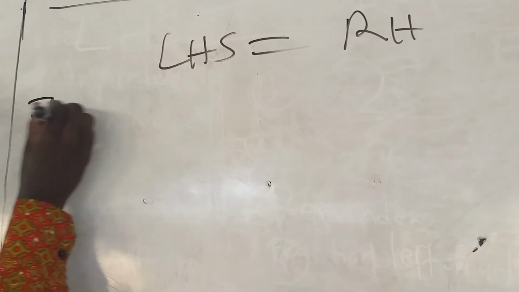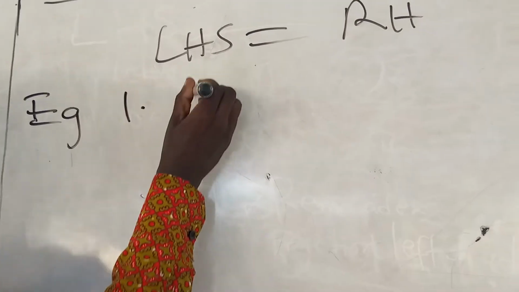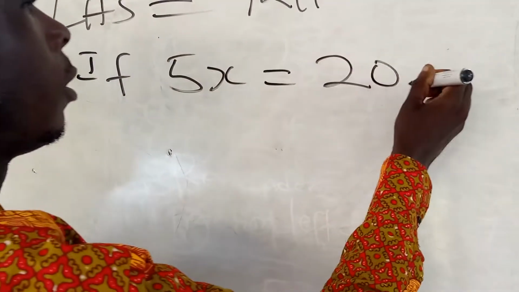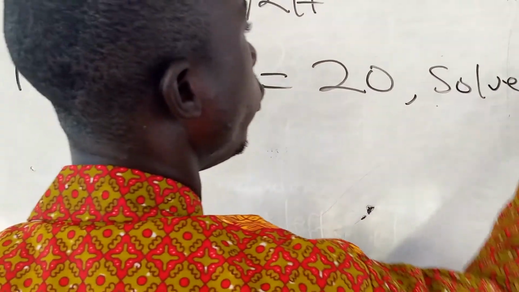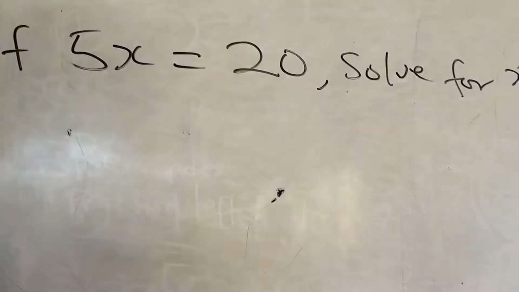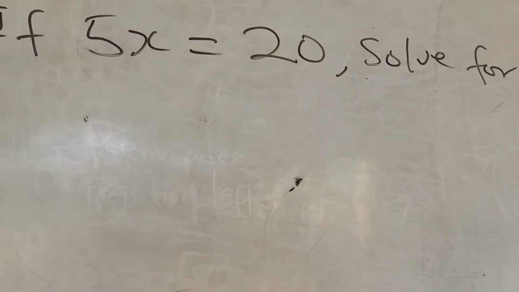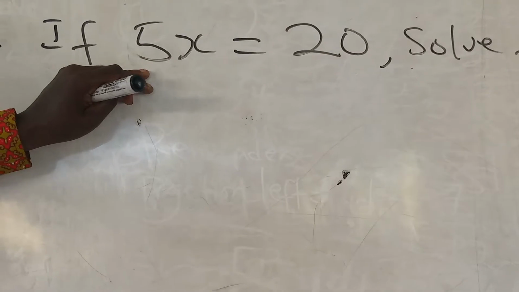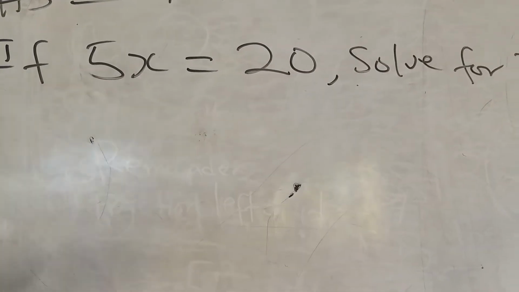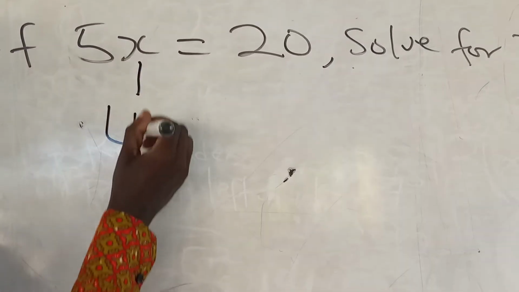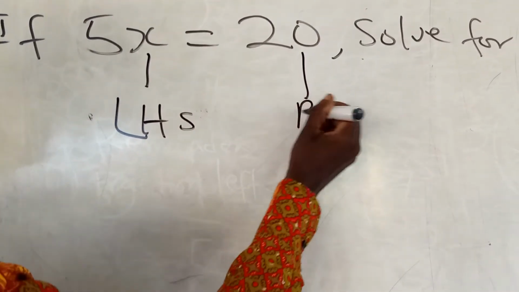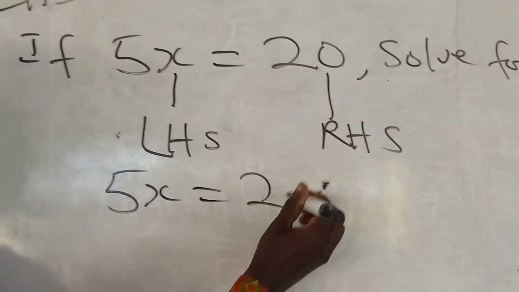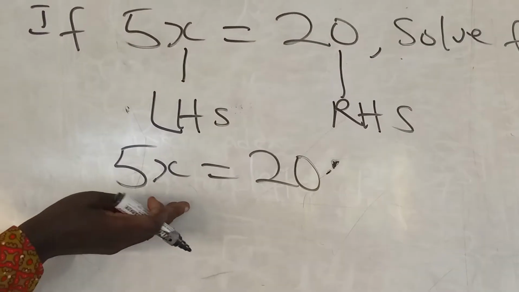Let's take this example. Example 1. If 5x is equal to 20, solve for x. So you see, I've given you a variable on one side of the equation, and this time the variable is on the left hand side, because this is the left hand side and this is the right hand side. Once we are given a question like this, you ask yourself, what is the coefficient of x?